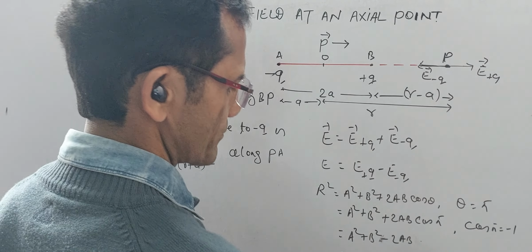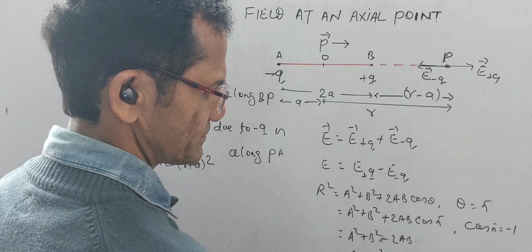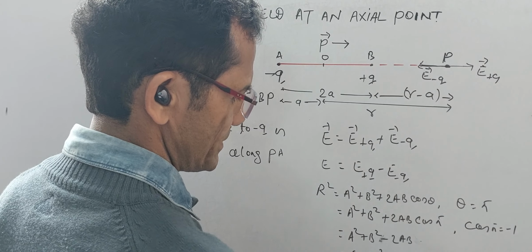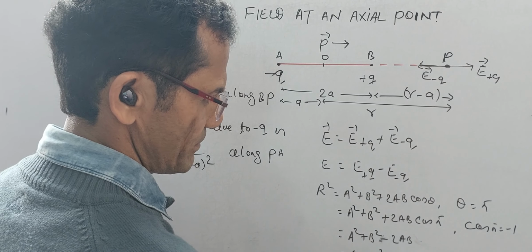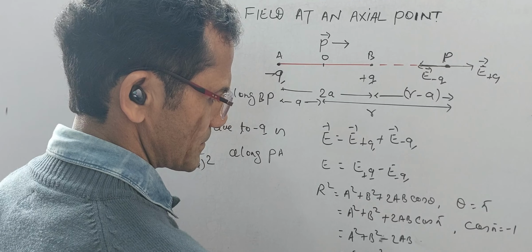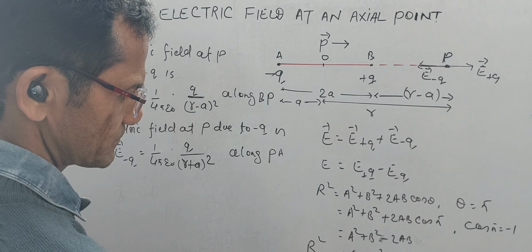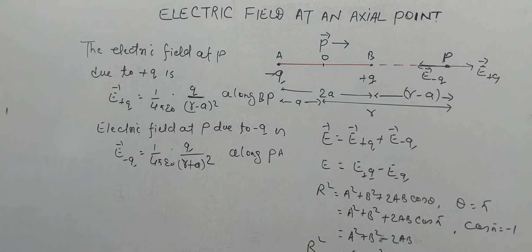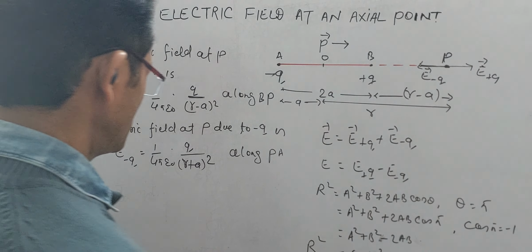Now the resultant will be A minus B whole square if A is greater than B, and B minus A whole square if B is greater than A. So the resultant is just the difference of these two because they are anti-parallel.